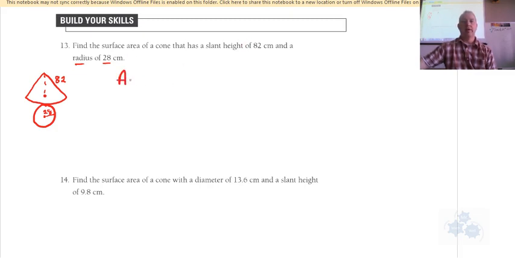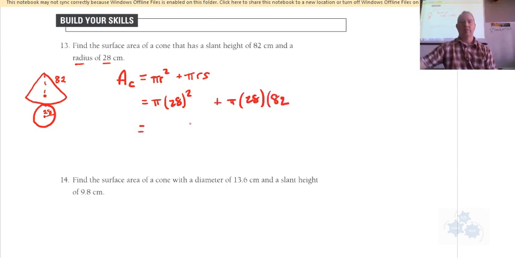So the area of a cone is going to be the area of the circle, which is what again? Shout it out. Pi r squared. What's the area of this wraparound part, this special weird one that we just learned? It's very similar to the circle. Instead of squared, it's s: pi r s. Let's see if we have enough to do this. So pi times 28 squared plus pi times 28 times s, which is 82.